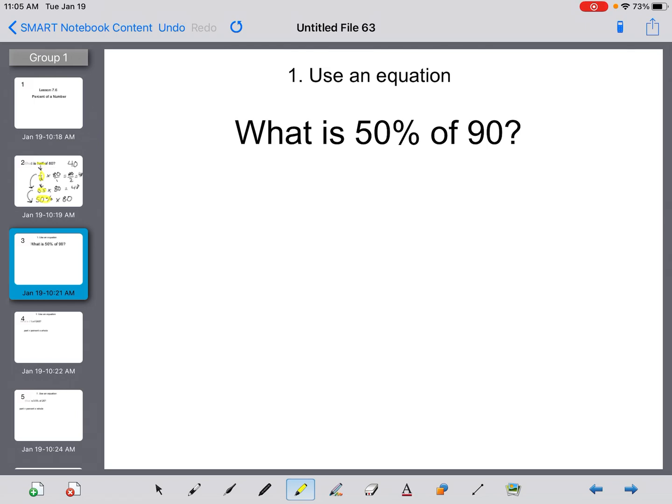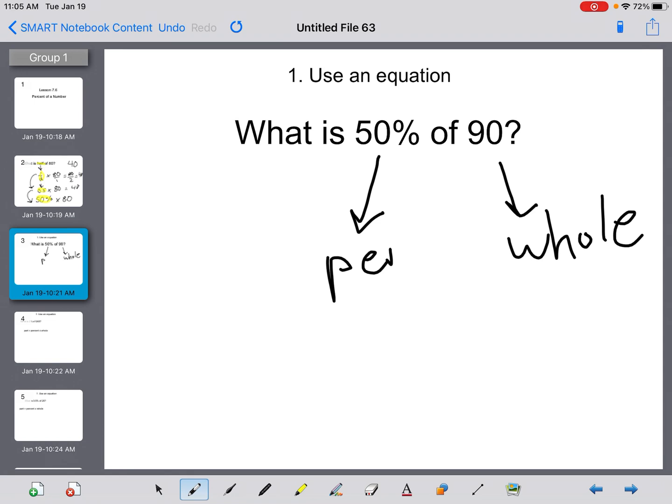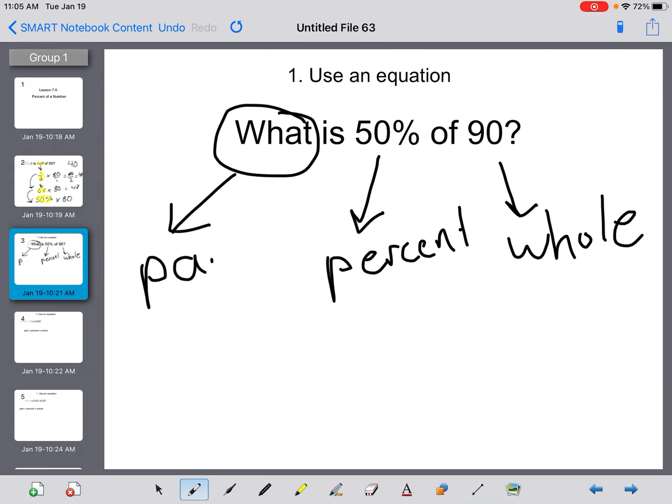Now, when we're taking a look at this question, I want to break it down. Remember I said at the beginning, we're going to find the percent of a number. So this number is my whole number. Let's say that's what I start with. And then this one, 50%, is my percent. And then this word what is really what I'm trying to do, I'm trying to figure out the part. I'm trying to figure out a part of a whole.